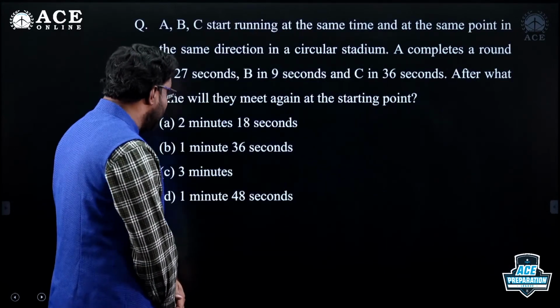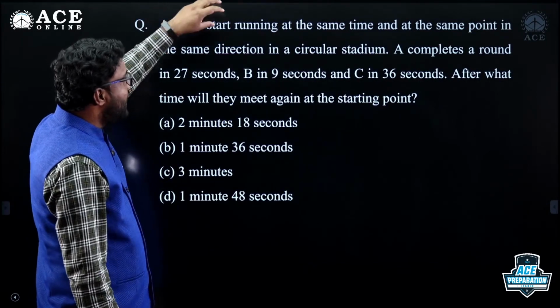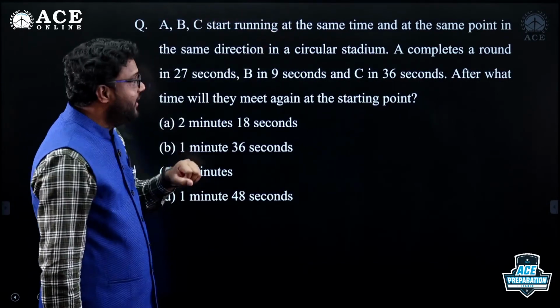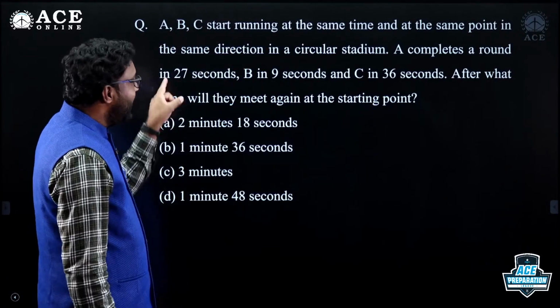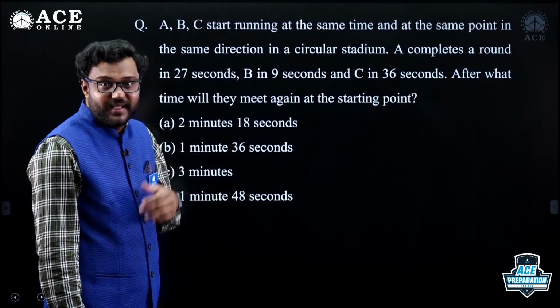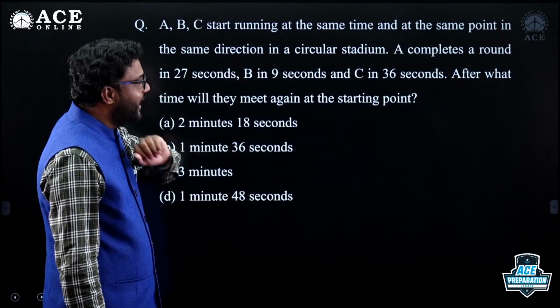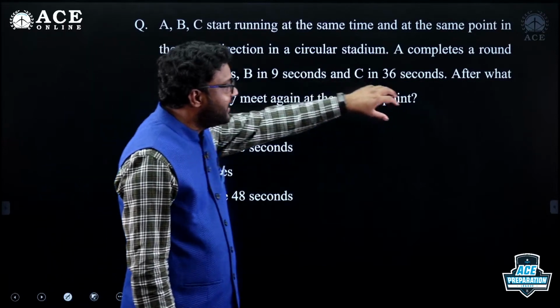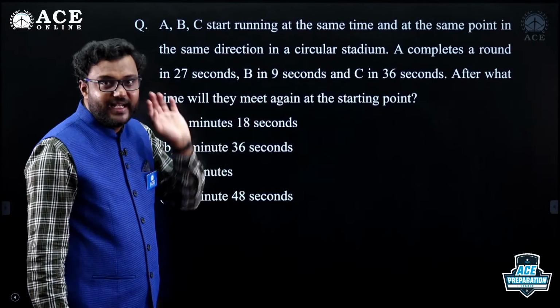Now see the next question, my dear friends. 3 people, A, B, C, start running at the same time, at the same point, in the same direction, in a circular stadium. A completes a round in 27 seconds. It might be a smaller length, okay? Whereas B does it in 9 seconds, C in 36 seconds. After what time will they meet again at the starting point?